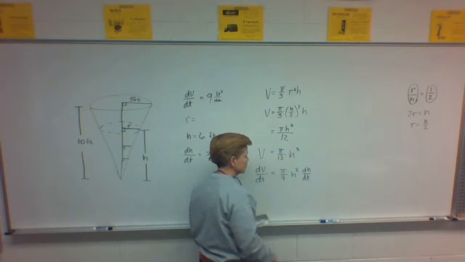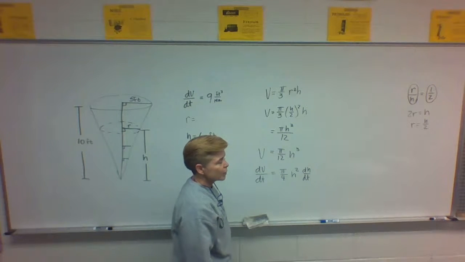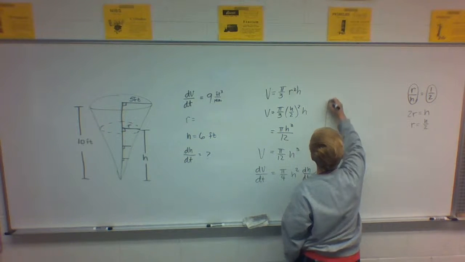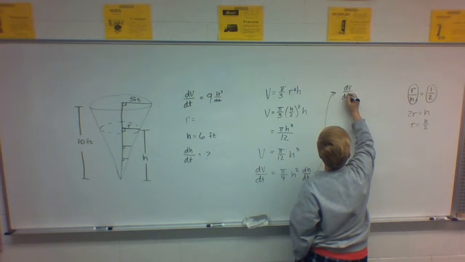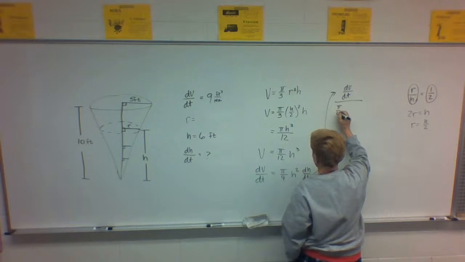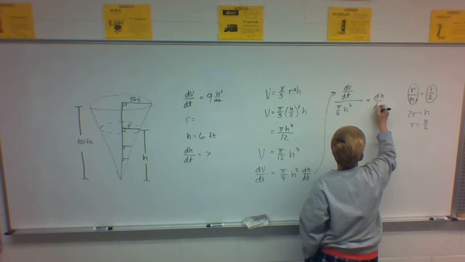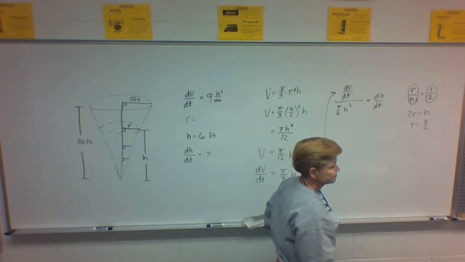Because the 3 over that 12 makes it 1/4. Right. Okay. And what do we want to know? dh/dt. So I'm going to solve for that before I do any plugging in. I'm going to get dV/dt divided by pi fourths h squared. I know that's a mess, but it's not very hard for your calculator. You could do some inverting and multiplying and stuff. I'm just going to plug things in.